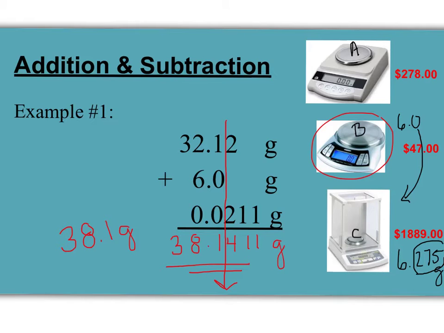So basically, we have no idea what these values are using this cheaper balance, so it doesn't make sense to just assume that they're zeros. And so we don't make that assumption at all. Our final answer can only be as precise as our least precise measurement.